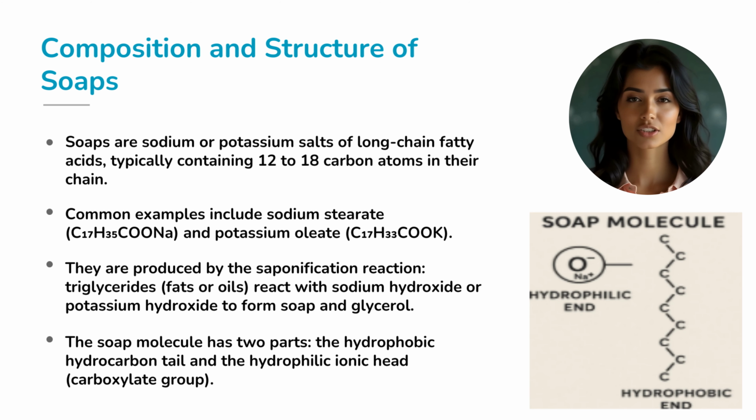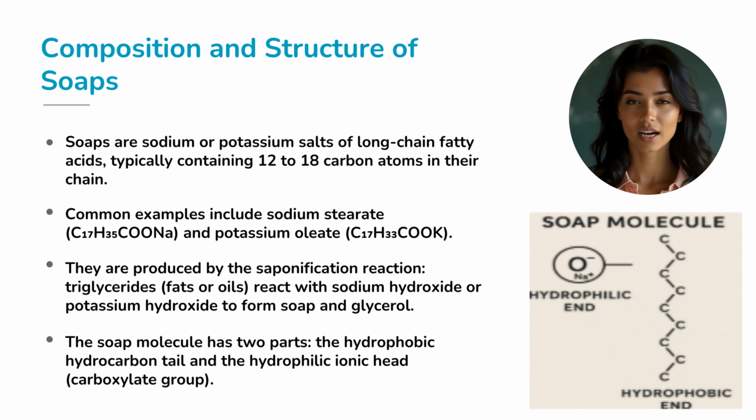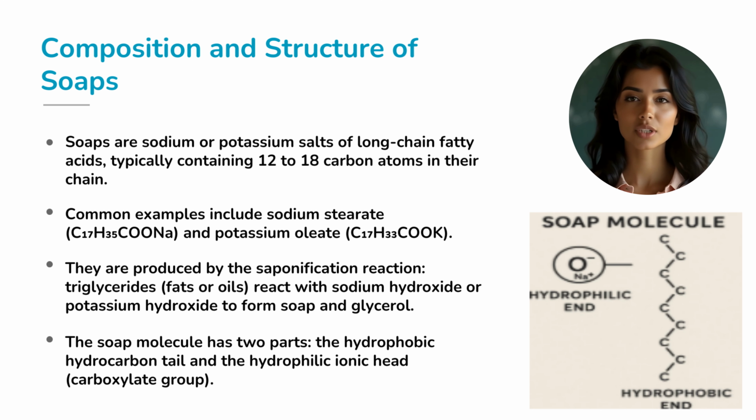So, what exactly is a soap from a chemist's point of view? A soap is the sodium or potassium salt of a long chain fatty acid, usually with between 12 and 18 carbon atoms in the chain. Take sodium stearate, for example. Its formula is written as C17H35COONa. That's a 17 carbon chain with 35 hydrogen atoms, a carbon double bonded to oxygen, and then an oxygen atom bonded to sodium. Another common one is potassium oleate, written as C17H33COOK.